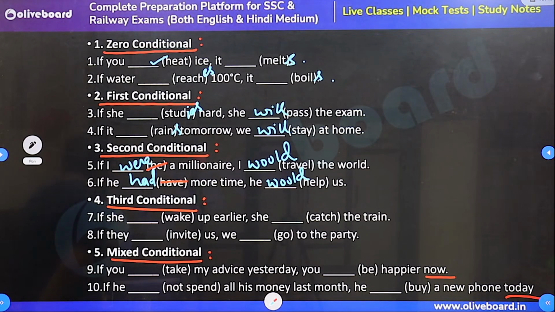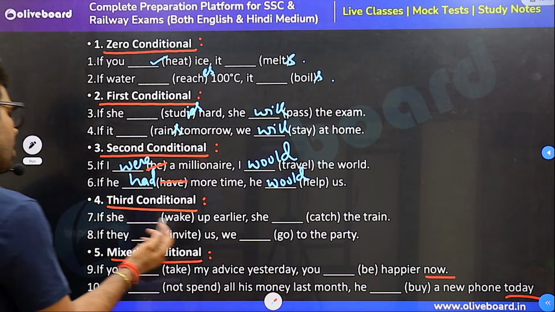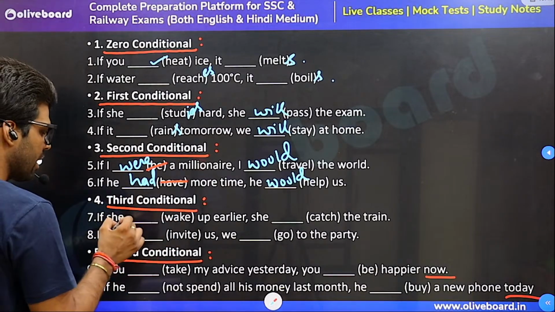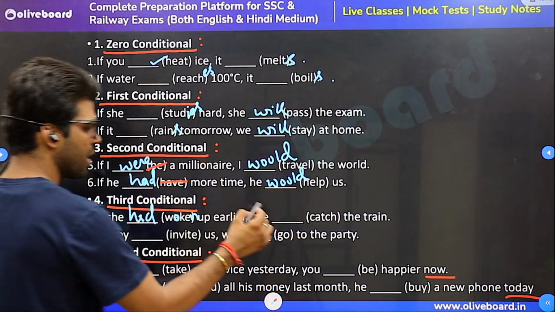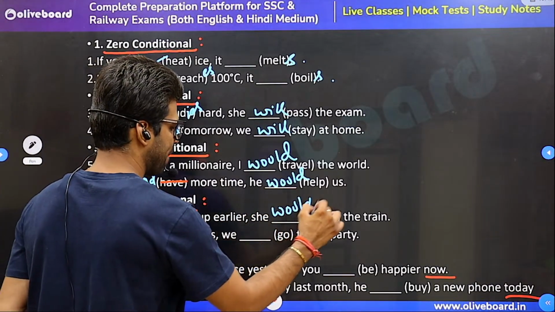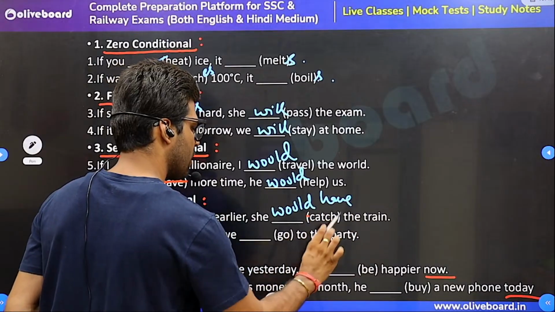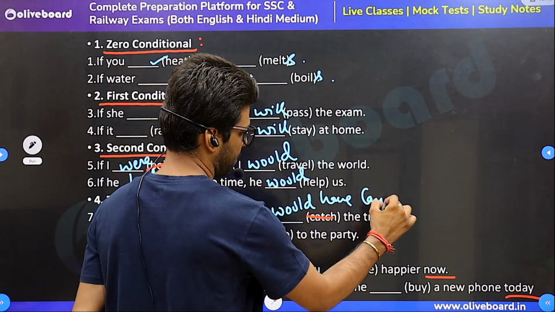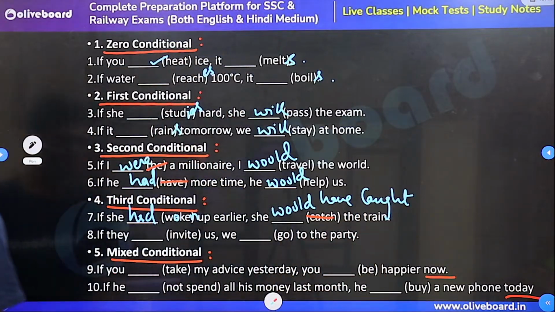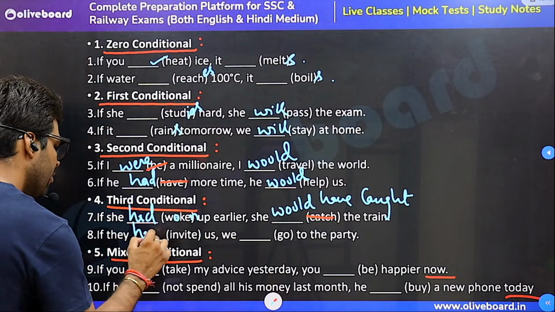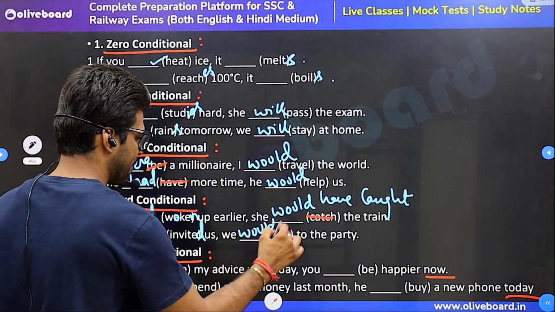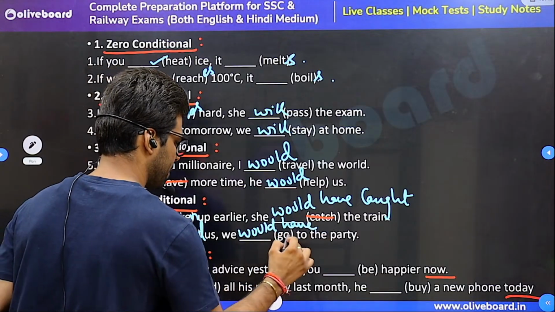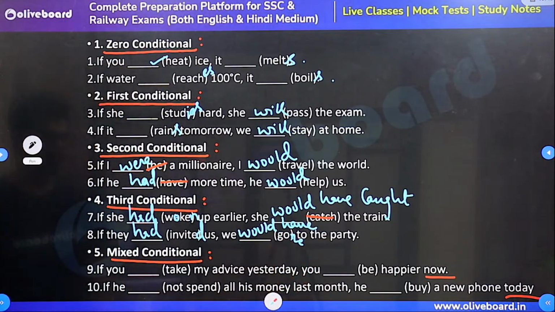Okay, all of you done? Let me explain and go ahead. If she had woken up, third conditional, she would have caught the train. If they had invited us, we would have gone to the party. Now feel this.